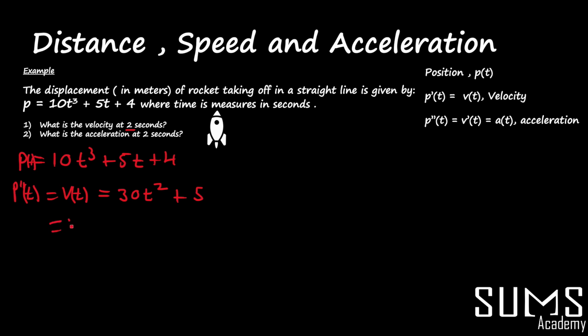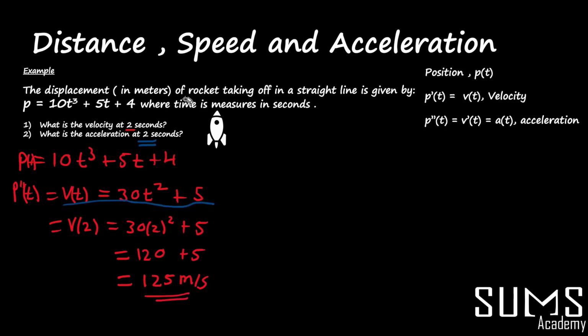So now we want to sub in for the time at 2 seconds. So v at 2 seconds is equal to 30 times 2 squared plus 5. So that equals 30 times 4, which is the same as 60 times 2. So that's 120 plus 5. So that is equal to 125 meters per second. That is the velocity after 2 seconds.